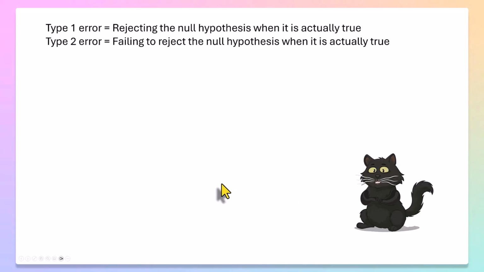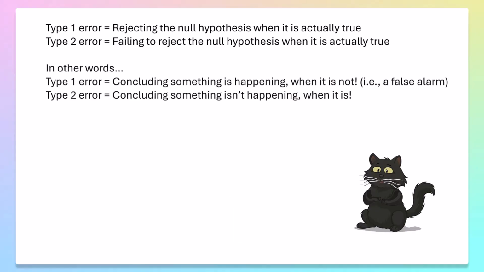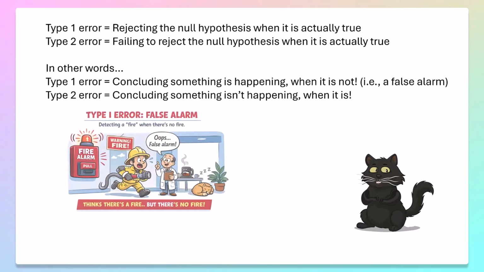But to help explain it, we need to be aware of what type 1 error and type 2 errors are. So a type 1 error is where we reject the null hypothesis when it is actually true. And type 2 is failing to reject the null hypothesis when it is actually false. In other words, a type 1 error is where we conclude something is happening when it's not. So like a false alarm. A type 2 error is concluding something isn't happening when it is.